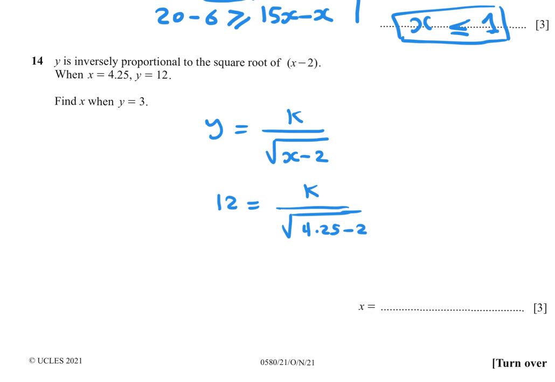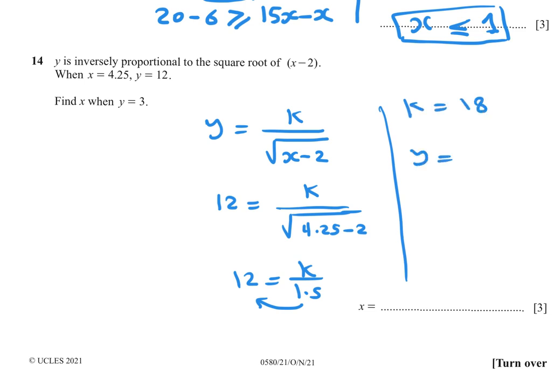Find the square root of 4.25 minus 2, which will be 1.5. So k over 1.5 equals 12. Now to find k, multiply 1.5 by 12. So k equals 18. So y equals 18 over the square root of x minus 2.